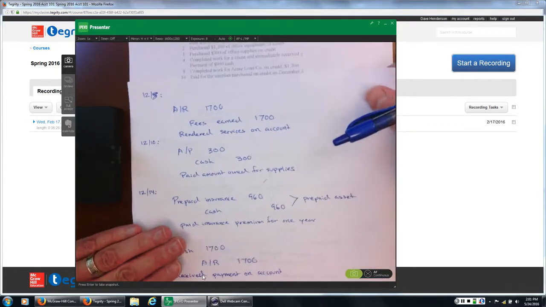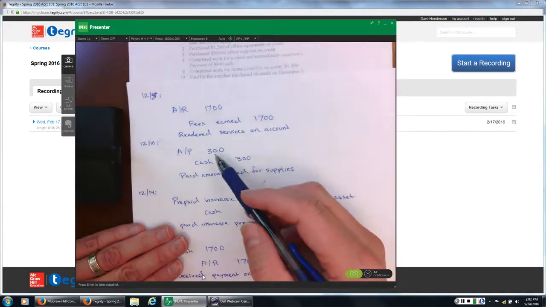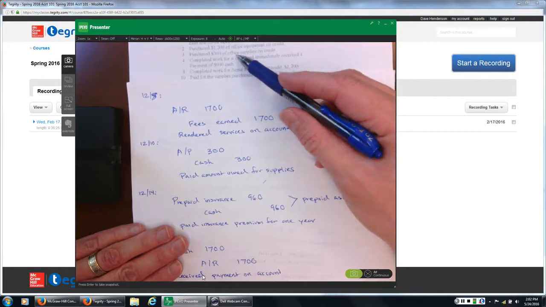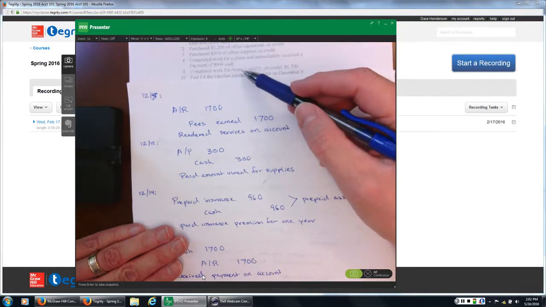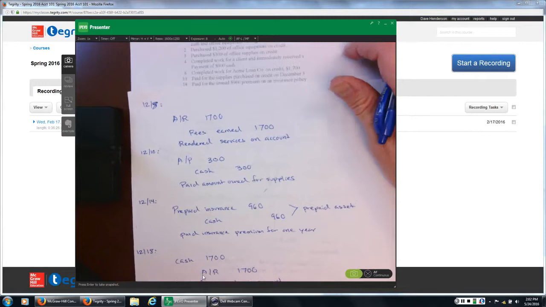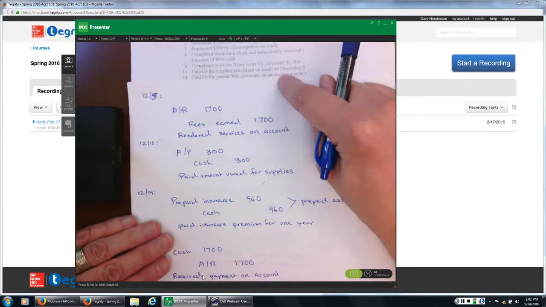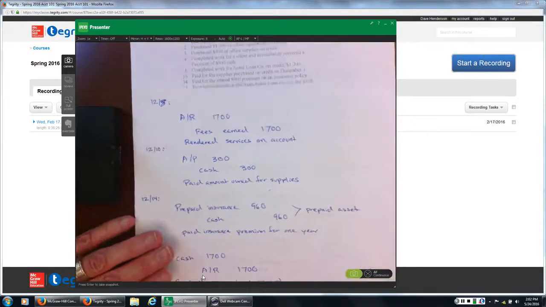Number 10, it says paid for the supplies purchased on credit on December 3rd. So if you look back up here, December 3rd, we paid for these. So that's a debit to accounts payable and then a credit to cash for $300. The 14th, it says paid the $960 premium on the insurance policy. That is going to be a debit to prepaid insurance, credit to cash. It's a prepaid asset. Okay?